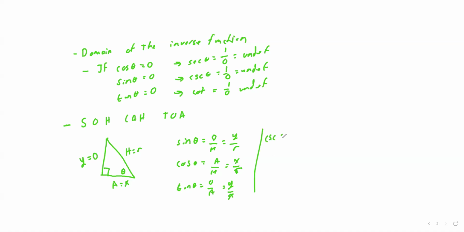So cosecant theta could just be r over y. Secant theta is just r over x. And cotangent theta is x over y. So that's another way to interpret the same thing as SOHCAHTOA. The next thing it teaches you is what we have called reference angles, which is labeled as theta with a little dash above it.